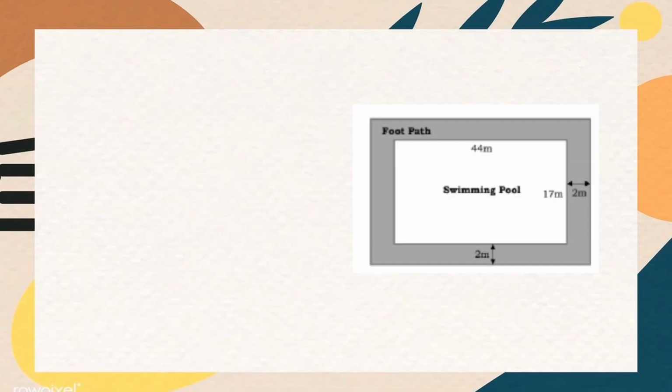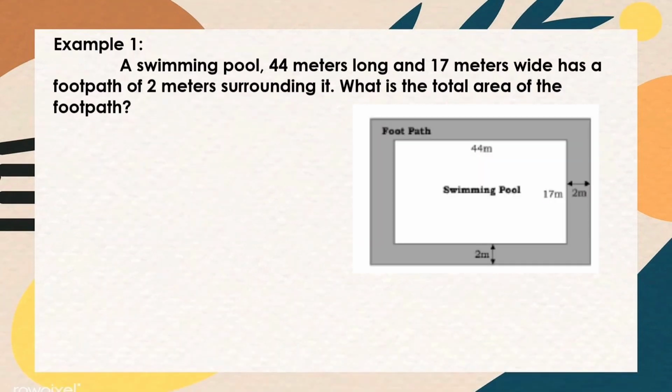Have another example. So we have here a swimming pool, 44 meters long and 17 meters wide, has a footpath of 2 meters surrounding it. What is the total area of the footpath? Okay, so this drawing will be our guide in answering the problem.